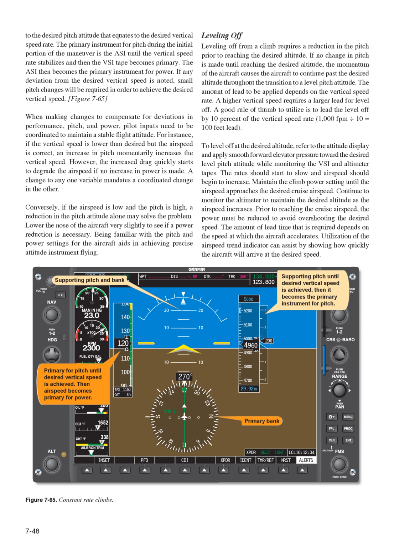To level off at the desired altitude, refer to the attitude display and apply smooth forward elevator pressure toward the desired level pitch attitude while monitoring the VSI and altimeter tapes. The rates should start to slow and airspeed should begin to increase. Maintain the climb power setting until the airspeed approaches the desired cruise airspeed. Continue to monitor the altimeter to maintain the desired altitude as the airspeed increases. Prior to reaching the cruise airspeed, the power must be reduced to avoid overshooting the desired speed. The amount of lead time that is required depends on the speed at which the aircraft accelerates. Utilization of the airspeed trend indicator can assist by showing how quickly the aircraft will arrive at the desired speed.